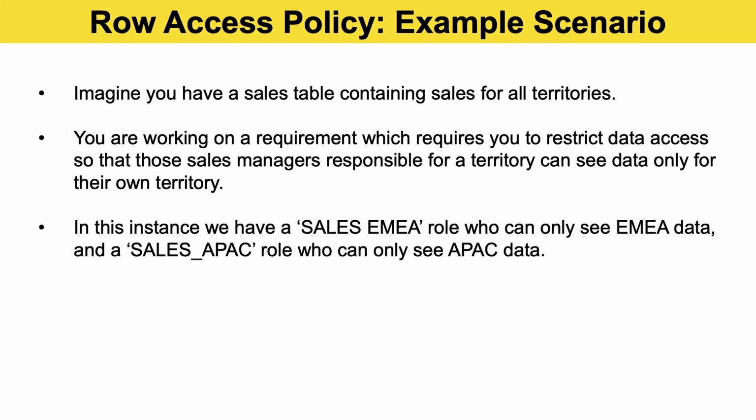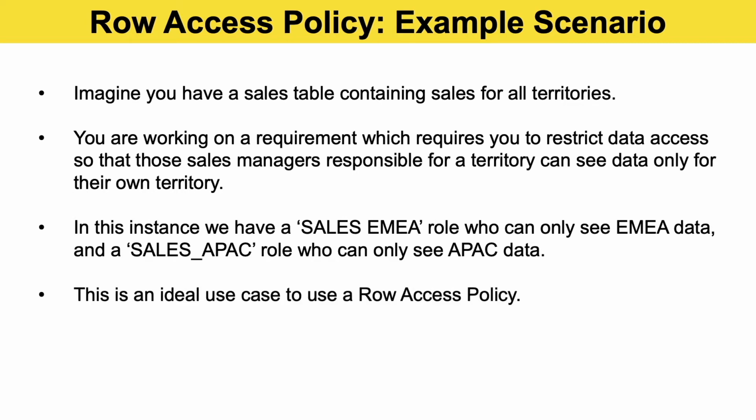In this instance, we're going to have two particular roles. One role called sales EMEA, and that can only see EMEA data, and a sales APAC role, which can only see APAC data. So this is the ideal use case, and a really quite a common one, and it's a perfect example of when we use row access policies. And let's get into the demo so I can show you what that looks like.